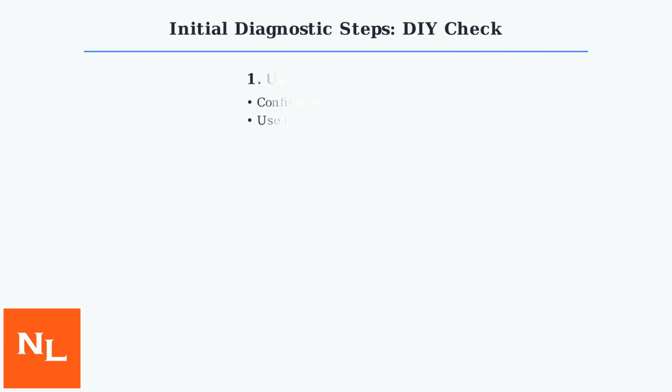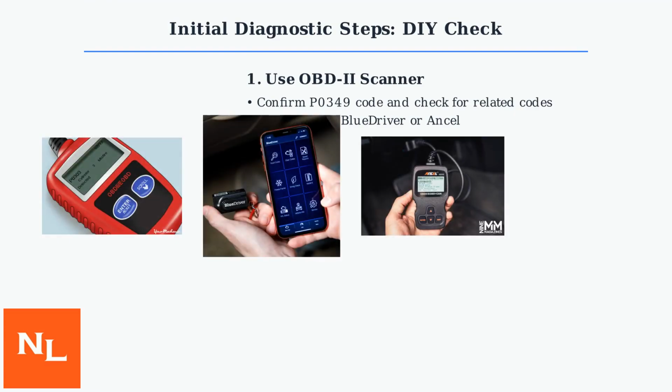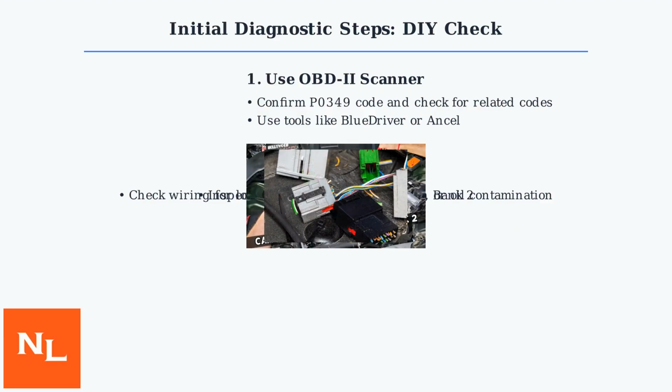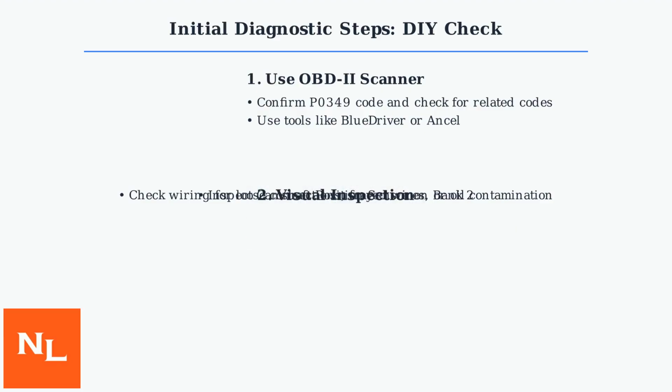Begin initial diagnostics by using an OBD2 scanner to confirm the P0349 code and check for any other related codes. Tools like BlueDriver or Ansel make this easy for DIY users. Next, perform a visual inspection of the camshaft position sensor on bank 2 and its wiring harness. Look carefully for loose connections, frayed wires, or signs of oil contamination.